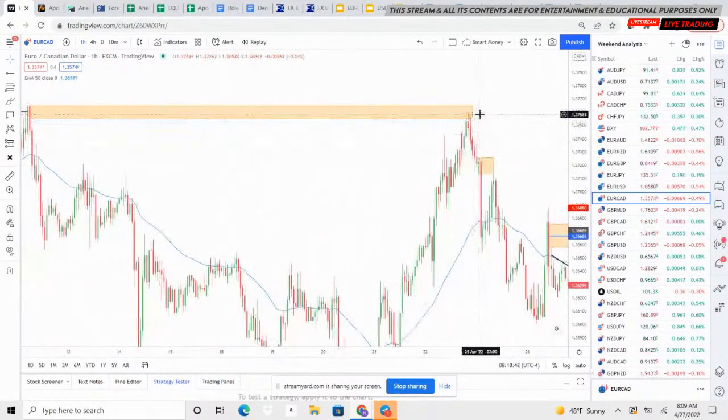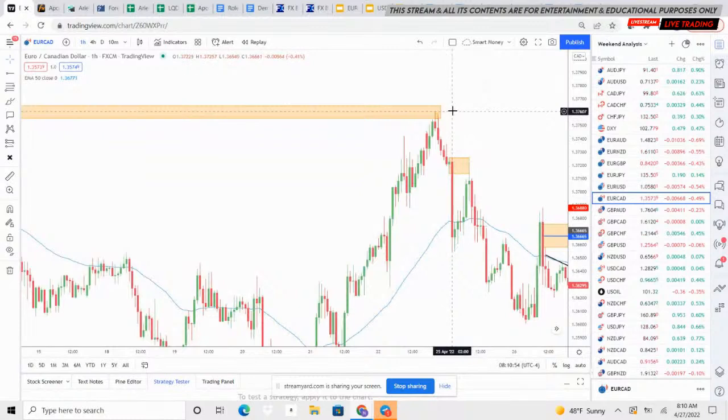So we reacted from 1.37, about 1.3760. So you can see how we're coming into these levels basically to the T. That just shows that these institutions are reacting from these round figures. These are where these large orders are being placed, these round figure numbers.